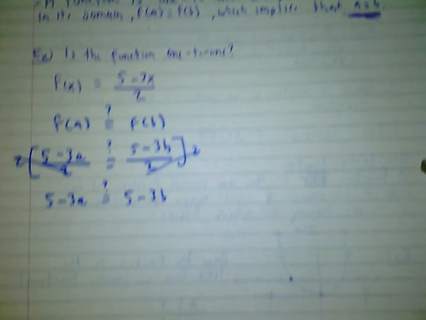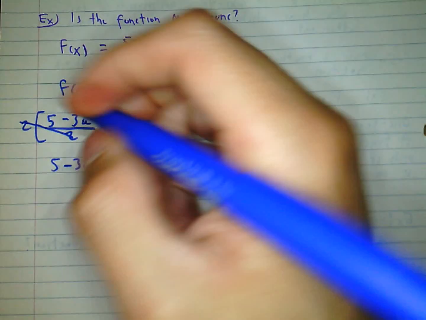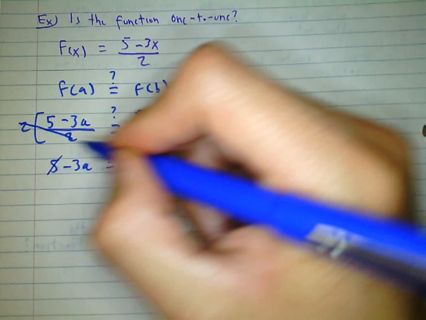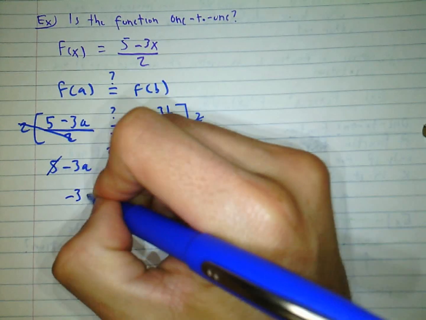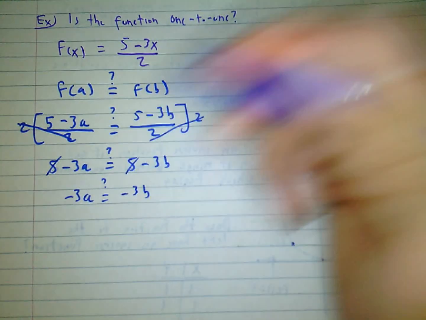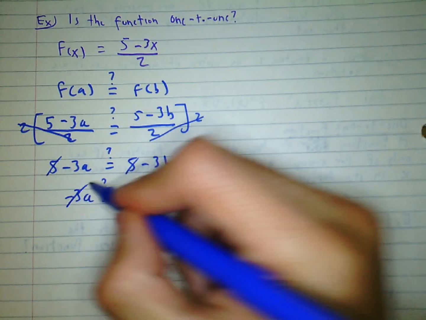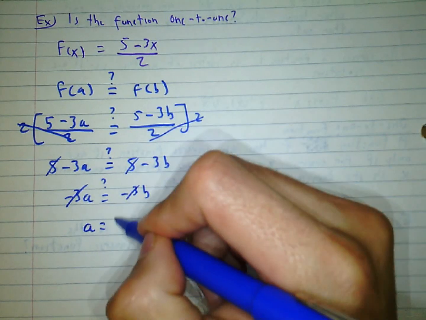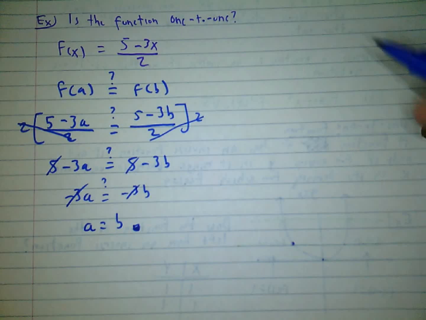Okay. So now I can subtract 5 from both sides. So if I subtract 5 from that side and 5 from that side, I am left with negative 3a. Is that equal to negative 3b? So now I can divide both by negative 3, and now we can see that a is equal to b. And that was a requirement.